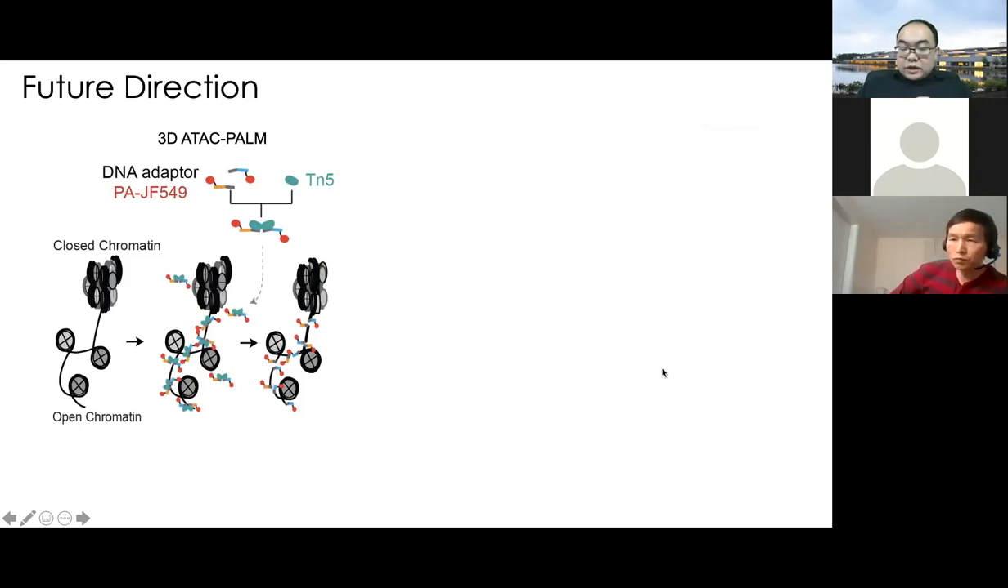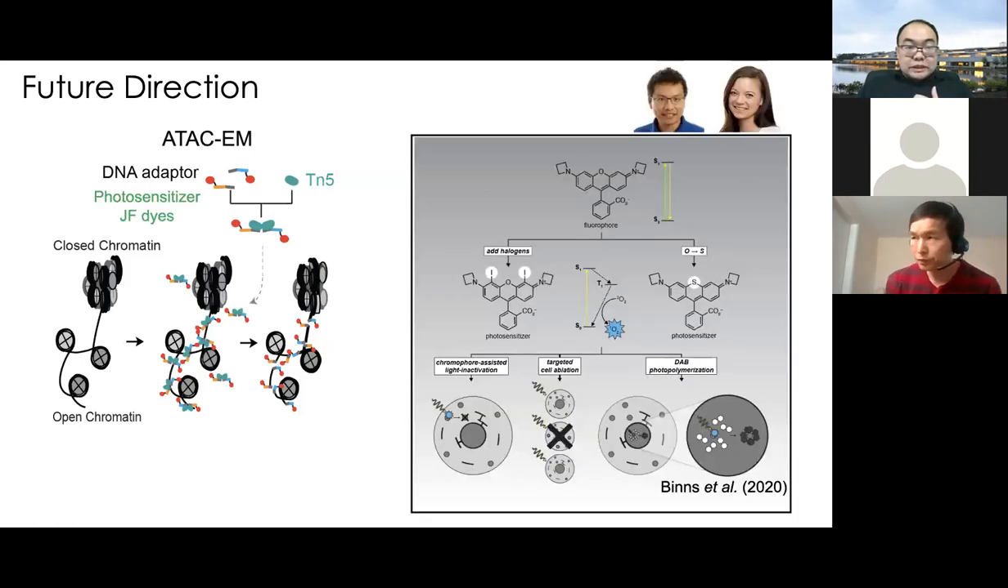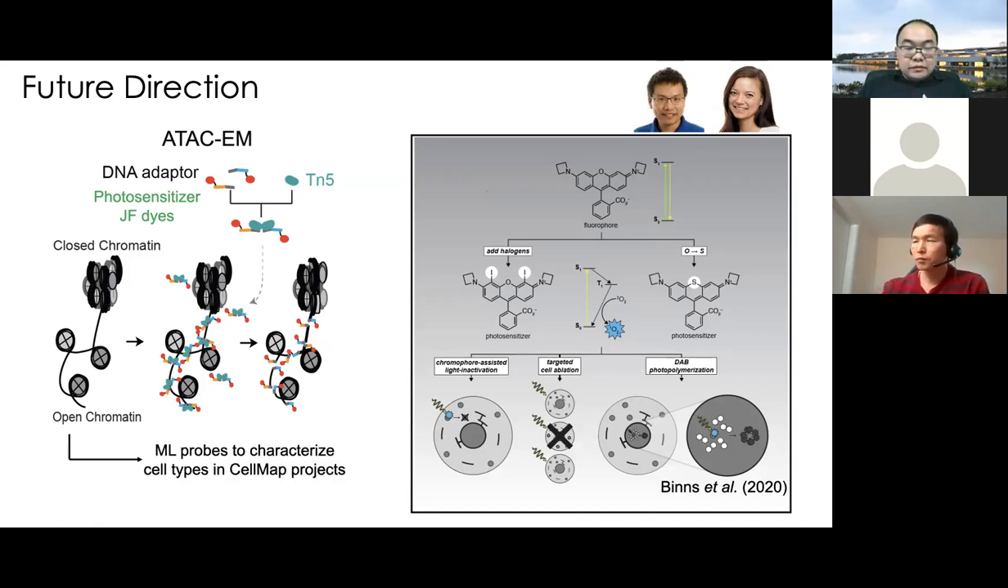Currently we are collaborating with tool builders to push this technique, so we are not only able to do that at the light microscopy level, but we also want to do it in EM, so we can generate large scale EM data sets for these ATAC-EM. We also want to collaborate with computational people here to develop machine learning algorithms that allow us to characterize cell types in large EM data sets.